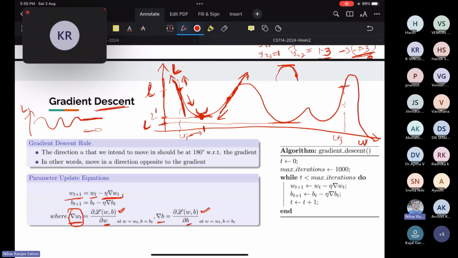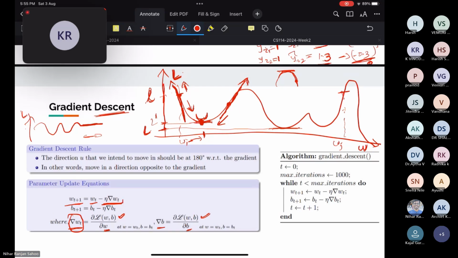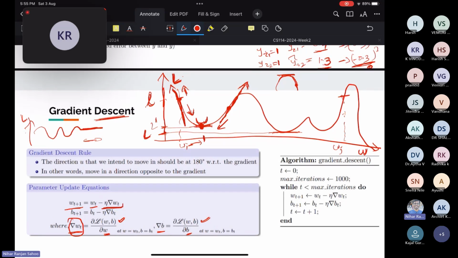A similar thing will happen at the minimum point. With a small change in W value, there will not be a change in L. So there our gradient descent algorithm will stop. We will not iterate further. Okay? So that's the goal. We have to reach a point where after changing the values of W and B slightly, there will not be any change in the value of loss.